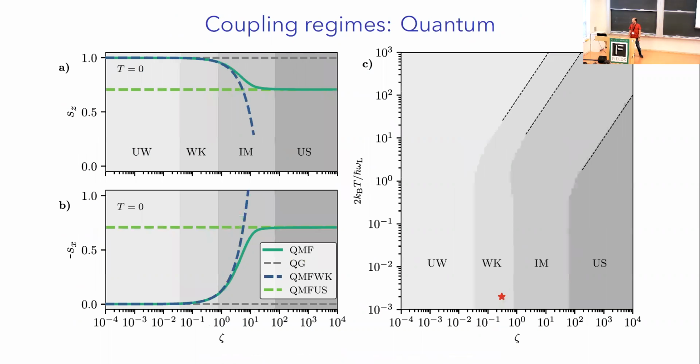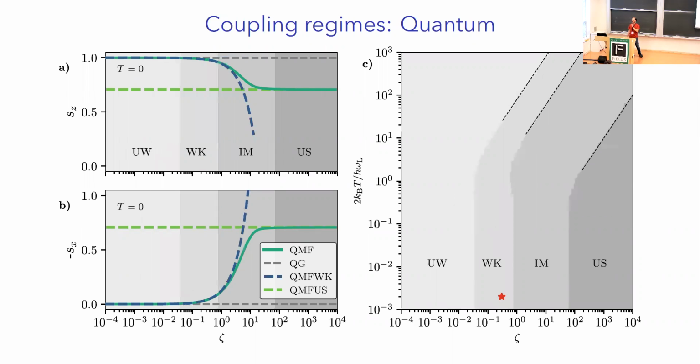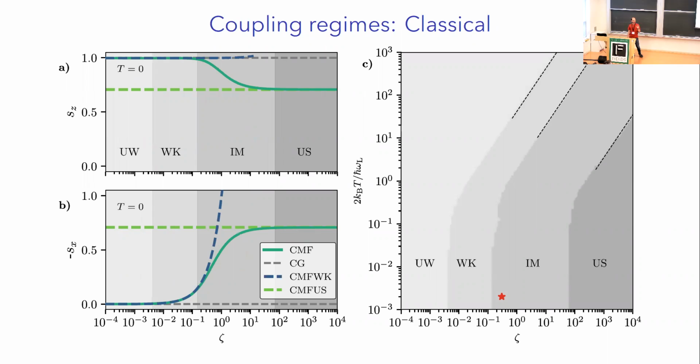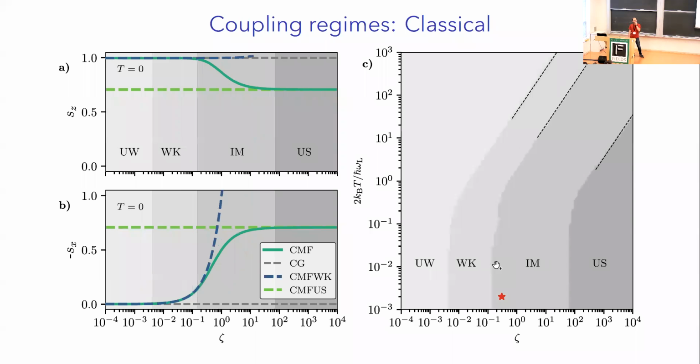And then finally, this was for the quantum spin-1/2, right? One can do the exact same analysis for the classical one, and this is what one gets. This is the quantum one, and this is the classical one. Qualitatively, they look very similar. But there is one key difference, which is that the boundaries of where each region is shift a bit towards weaker coupling for the classical one. If you look at this dot here, which is a given coupling strength, for the classical one we have intermediate coupling, while for the quantum one we have weak coupling. So whether something is weak or strong coupling also depends on the nature of the system, whether it's quantum or classical.